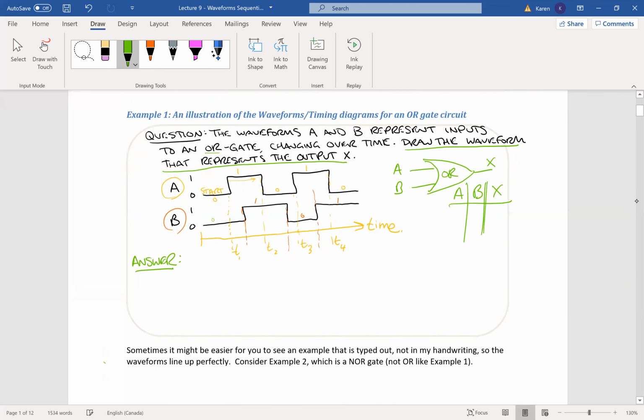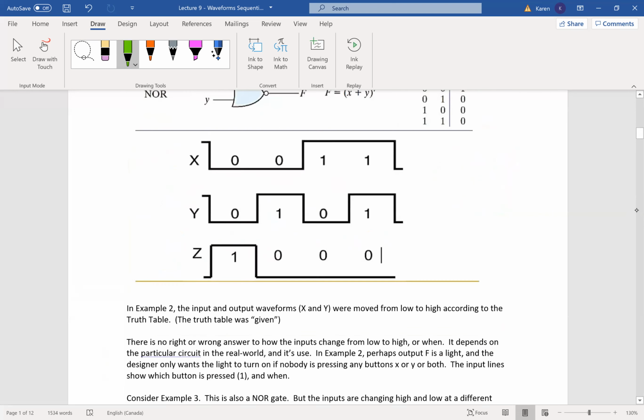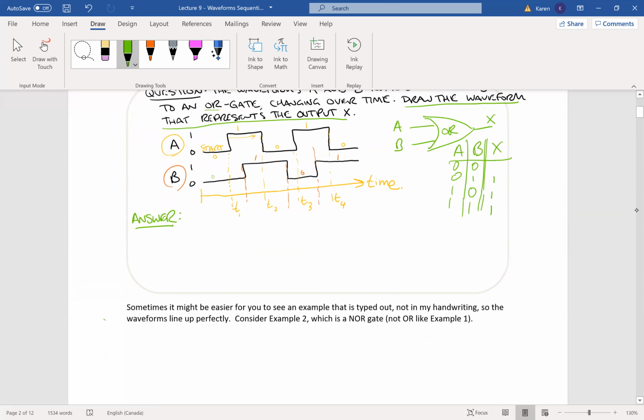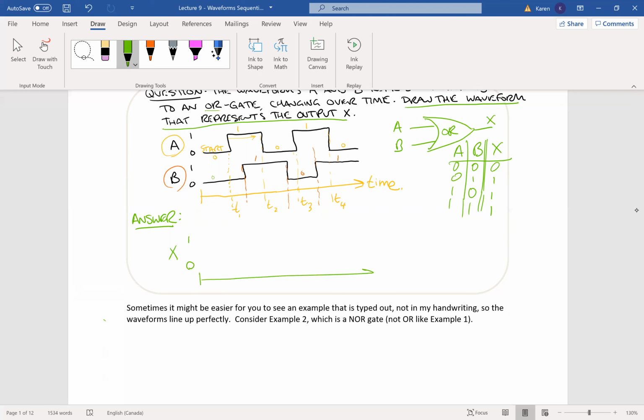So an OR gate, we should know its truth table by now, in that the output is 1 if one or the other or both are equal to 1, or else the output is 0. So now to draw the waveform, let's see what the output is. The output is X, and it's either going to be low or high with respect to time, the same timeline as above.